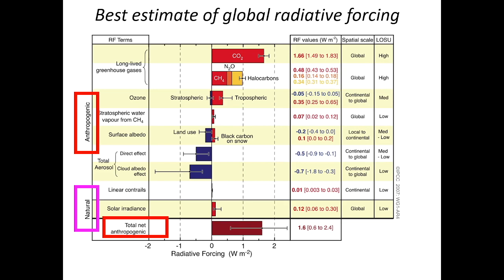Overall, the net anthropogenic radiative forcing is still positive, which means that the net effect of these two forces, the greenhouse gases and the aerosols combined together, is still positive, and that indicates that there is a net effect of global warming, which this radiative effect will overall have on the atmosphere.